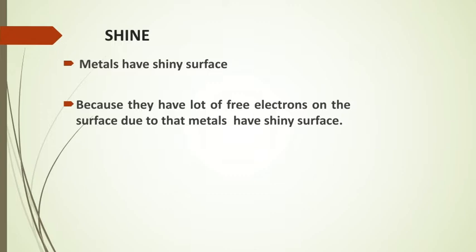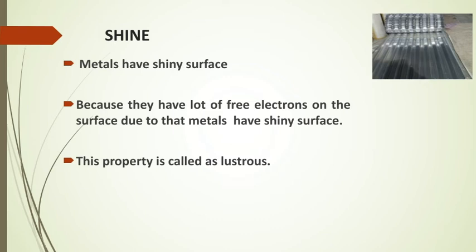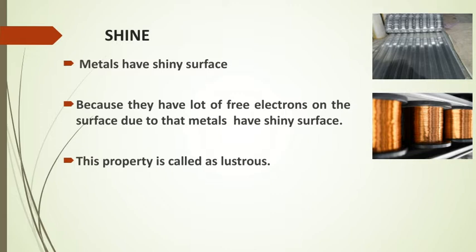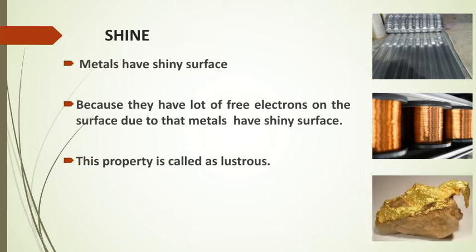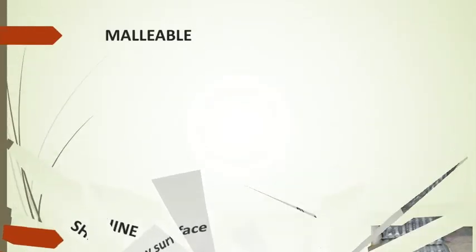Next property, metals are shiny. Metals have a shiny surface because they have a lot of free electrons on the surface. Due to those free electrons, metals have a shiny surface. This property is called lustrous. So aluminium sheet, copper wires and gold. These are some examples to indicate that metals have a shiny surface.